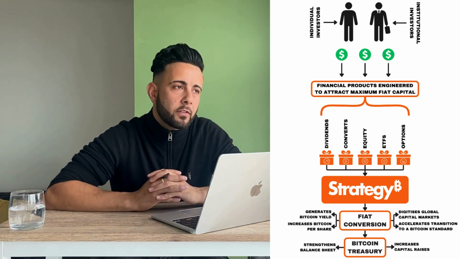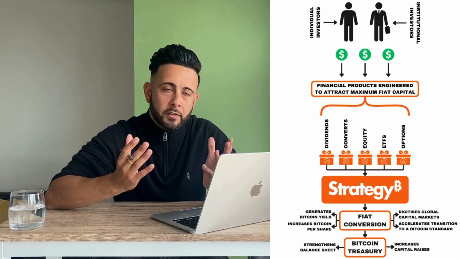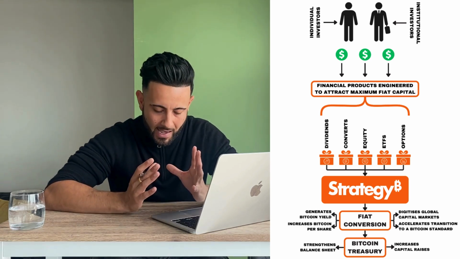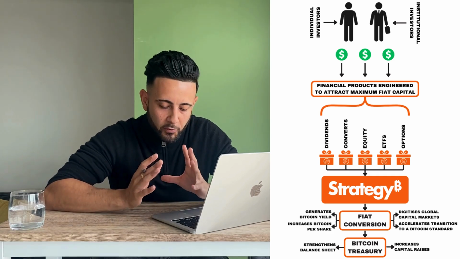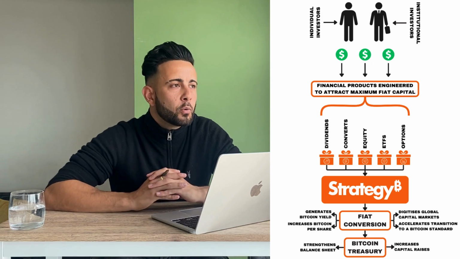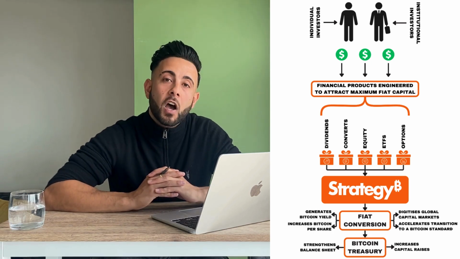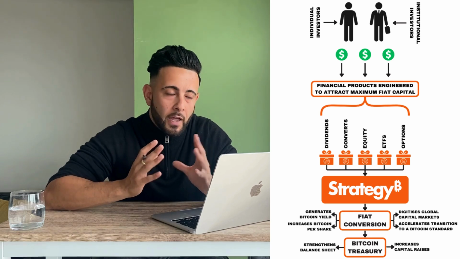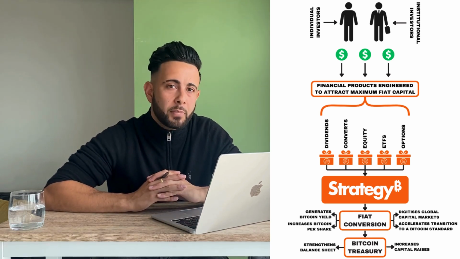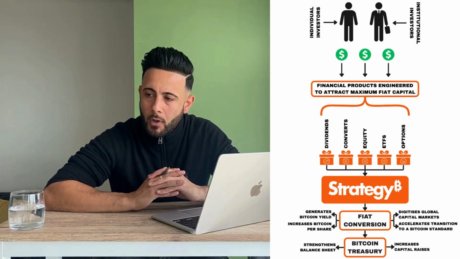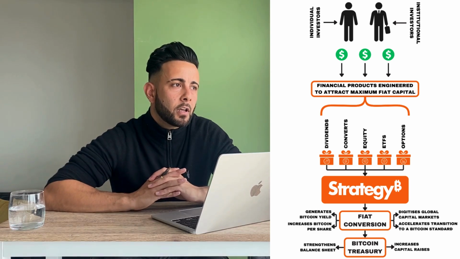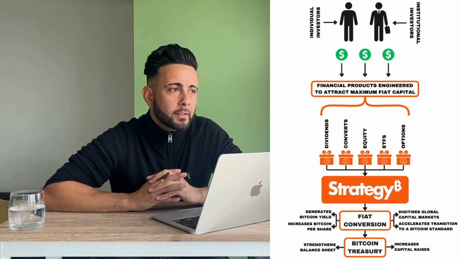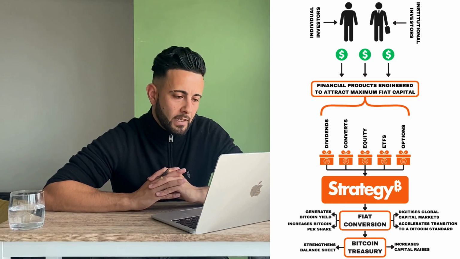Now, what does strategy do with all the capital that they accumulate? Well, they convert it into Bitcoin. That generates Bitcoin yield and increases Bitcoin per share. And as a byproduct, by executing this process at scale, not only is strategy digitizing the global capital markets, but they are accelerating in real time the transition to a Bitcoin standard, a world where not only are we using Bitcoin as a store of value, which is primarily what it's being used for right now, but we are using it as a medium of exchange and a unit of account.